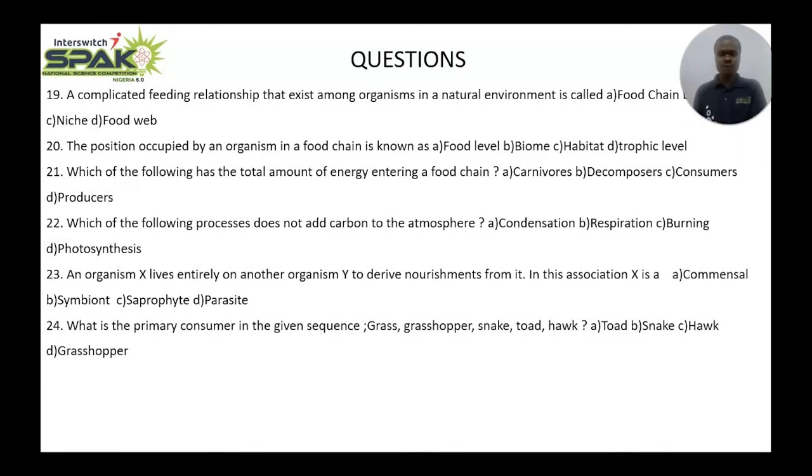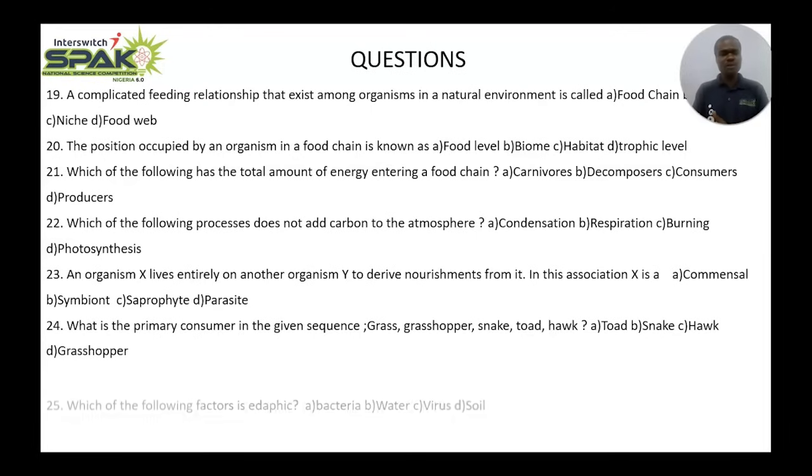The toad can feed on the grasshopper, in which case the toad is the secondary consumer. The hawk can feed on the toad, in which case the hawk becomes the tertiary consumer. A snake can also feed on the hawk, or the hawk can feed on the snake, because the hawk can fly and carry the snake and hit it on the wall. But here, the correct answer is the grasshopper, which is the primary consumer.